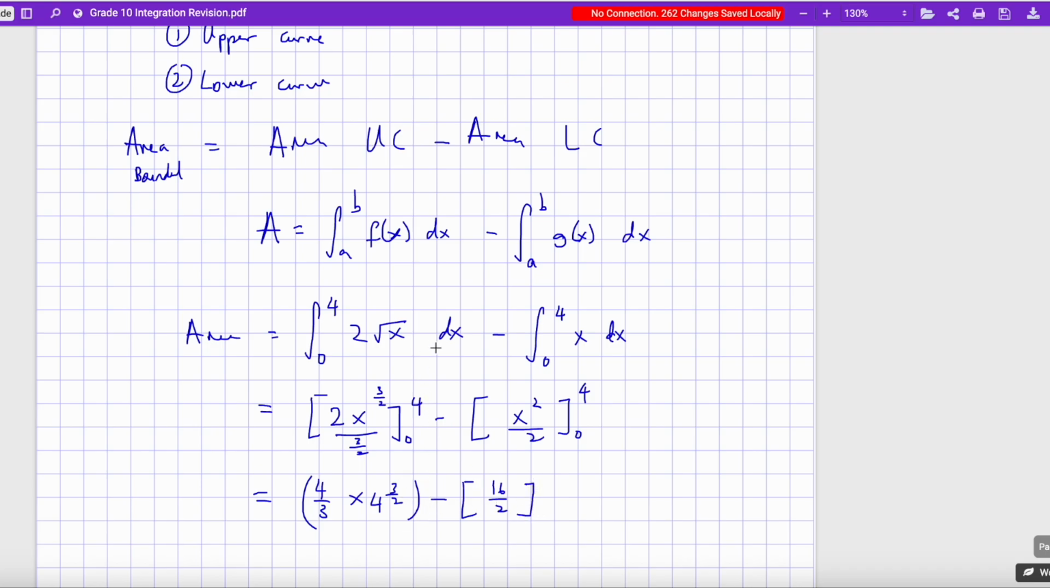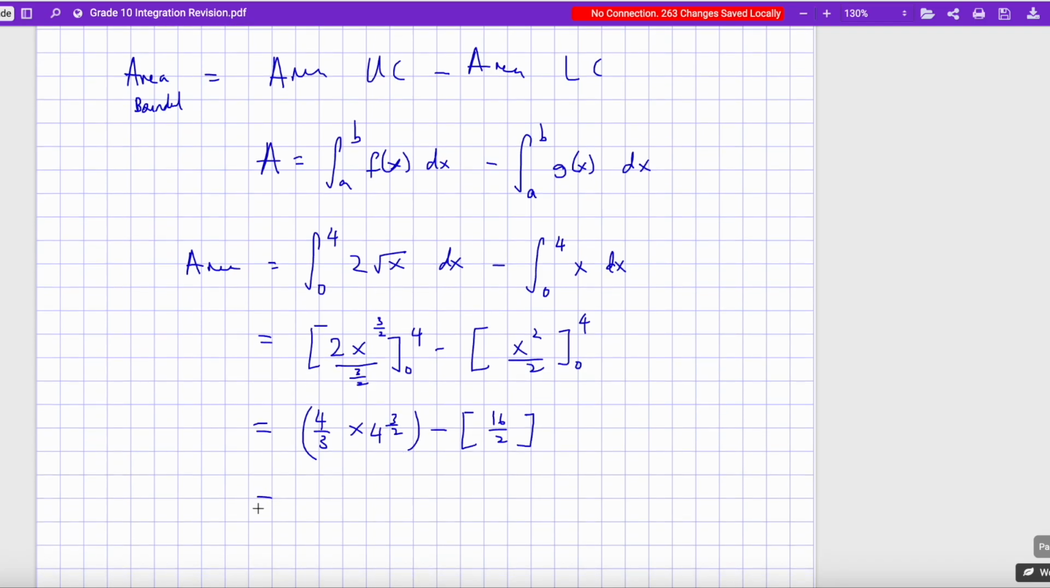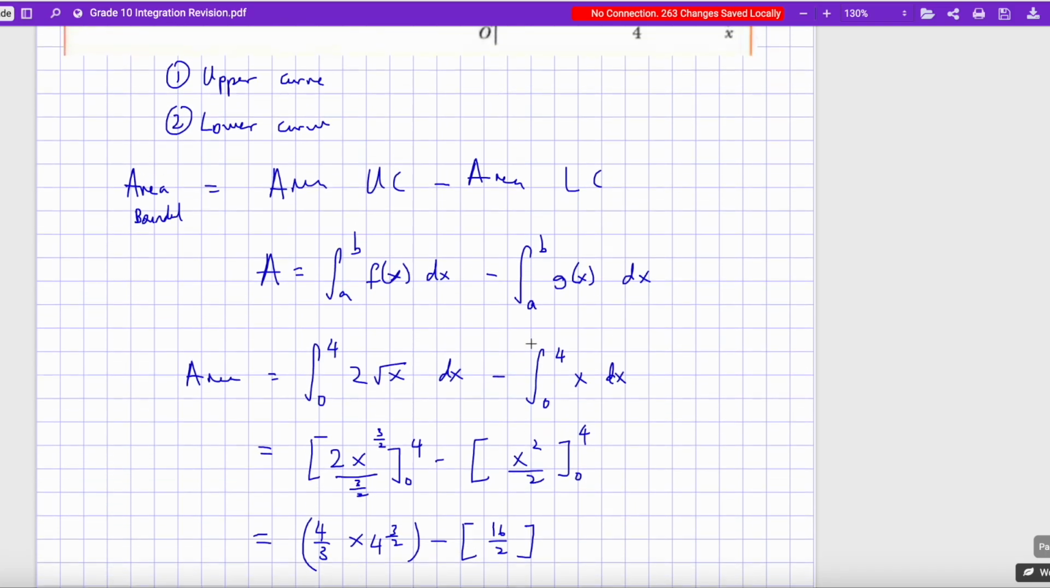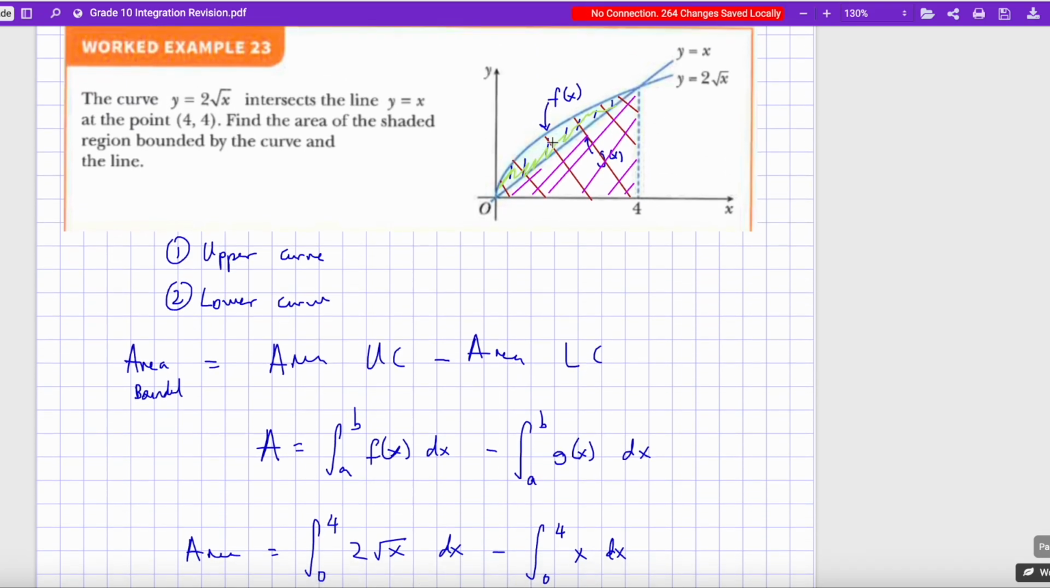Let's work that out. You can press it in the calculator. You should get 2 and 2/3 units squared. So this area is the area in between here, the area bounded.